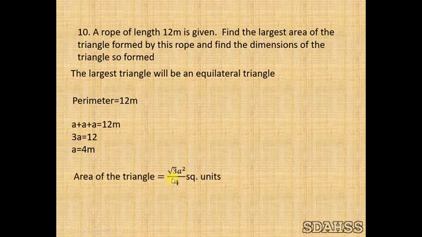Area of the triangle is root 3 by 4 a square units. Area of an equilateral triangle is root 3 by 4 a square units. Substitute the value. So you have root 3 into 4 square divided by 4. 4 cancels. So remaining you have 4 root 3 square meter.